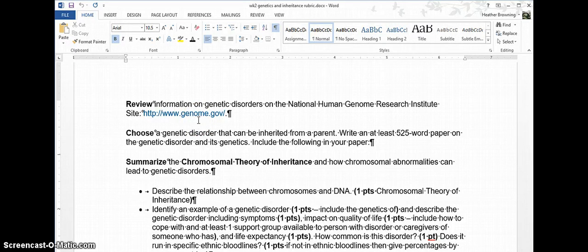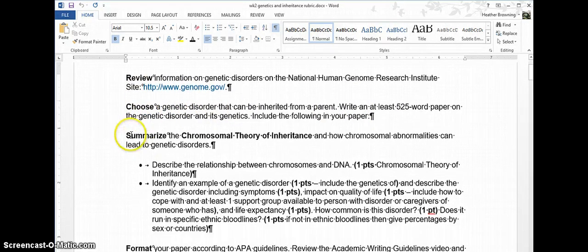I would recommend, if you see one you like, Google it or click on it, of course, and see if there's enough information that you can actually write a paper to all the prompts, right? Choose a genetic disorder that can be inherited from a parent. Write at least a 525-word paper on the genetic disorder and its genetics.